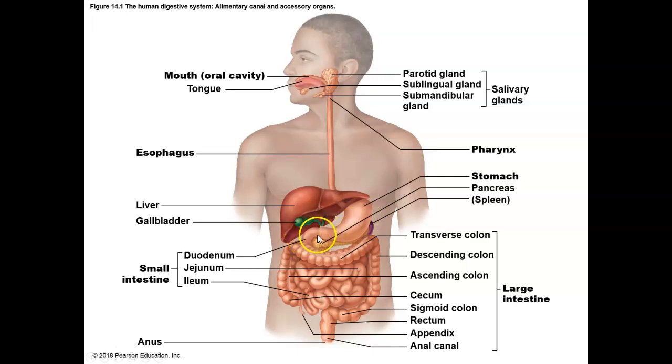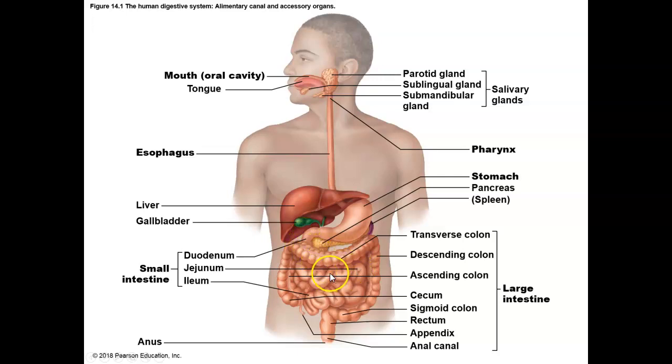Between the stomach and the small intestines, we have a sphincter called the pyloric sphincter. The first part of the small intestines is known as the duodenum. The duodenum is just a tiny area that also has openings for the liver, gallbladder, and pancreas to secrete materials. So we get a lot of different secretions into that duodenum.